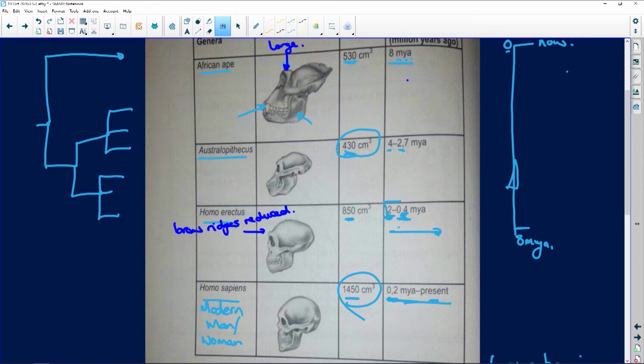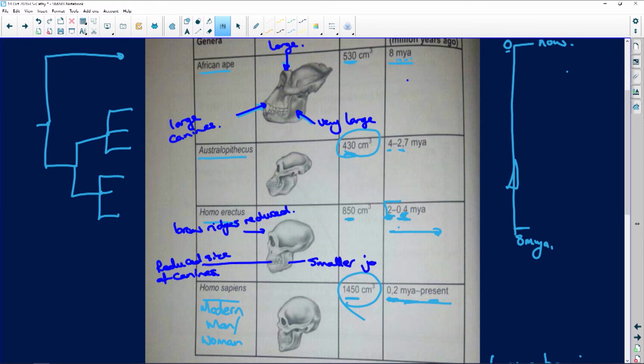Okay, we have large canines in the African apes, and here, reduced size of canines. Okay, look at the size of this jaw. Very large, and here smaller jaw. What else?